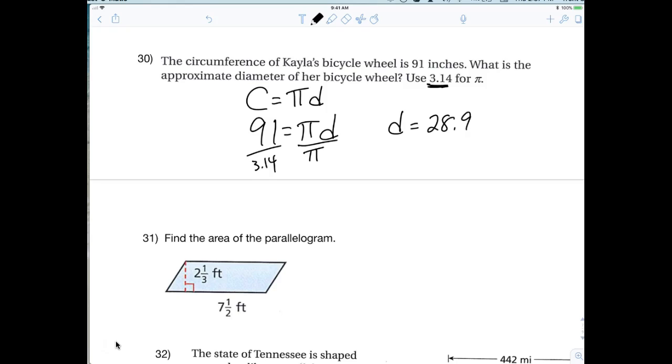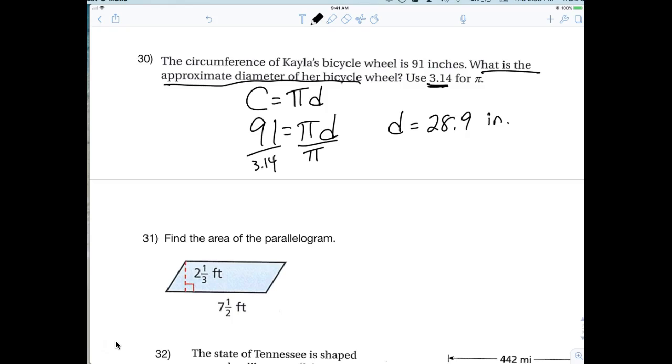It wouldn't matter, I promise you. I would not care one bit. So you're just trying to find the diameter? Yeah, because it says, what is the approximate diameter? If they ask for the radius, we just divide that by 2. Yes. Or you can divide it by 3.14 or by pi. It doesn't matter to me. Yes, 28.9 what though? Oh, 28.9 inches.